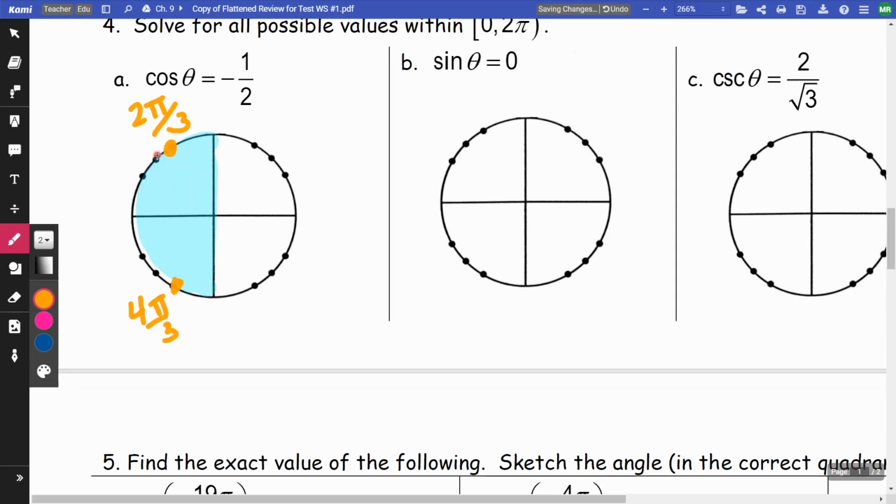My sine being 0, that's going to be here and here, because that's my y. So that's going to be at 0 and at pi.